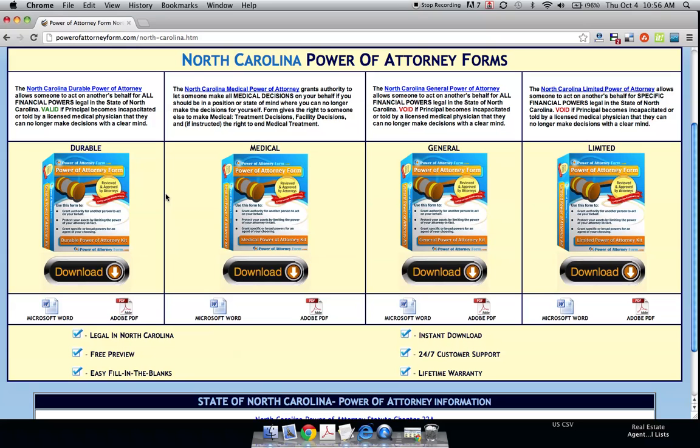So to get started, we're going to go on the left side of the page with the North Carolina Durable Power of Attorney form. Now, this allows somebody to act on your behalf for any and all financial powers legal in the state of North Carolina. But what makes this form the most common form in the USA is that it's the only power of attorney form that stays valid if the principal should become incapacitated or not able to mentally think for themselves anymore.